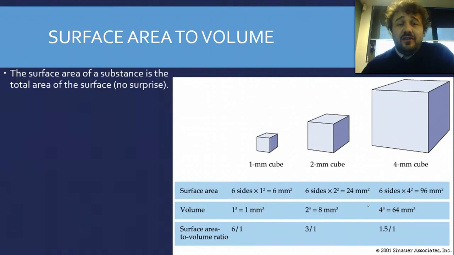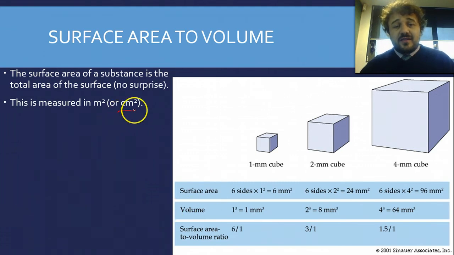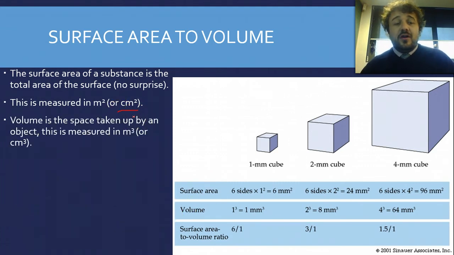The surface area of a substance is the total area of the surface. I know it's pretty simple, but it's about to get more complicated. We measure that in meters squared, or in science we're going to stick with centimeters squared. Volume is the space taken up by an object, so we've got the amount of area that covers it and the amount of space taken up by it.